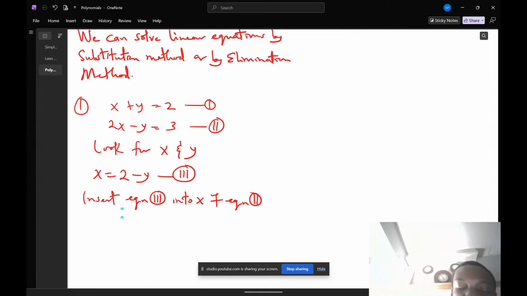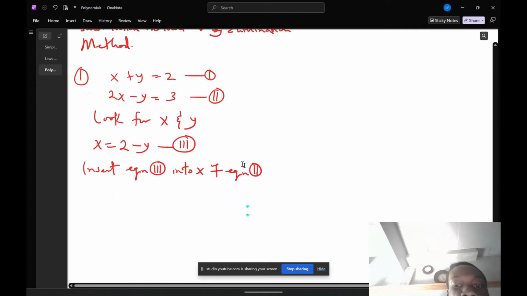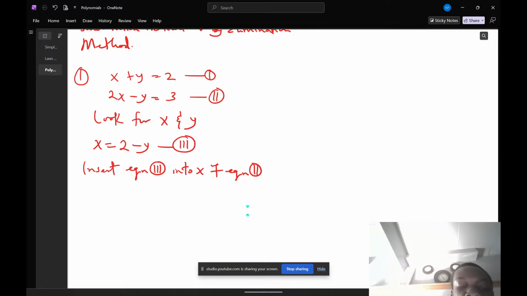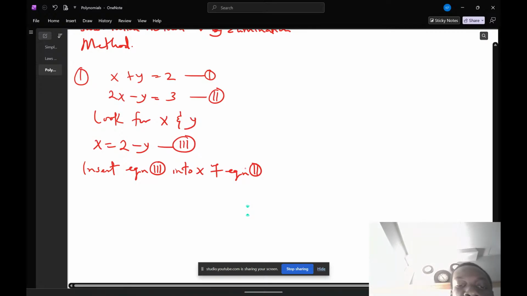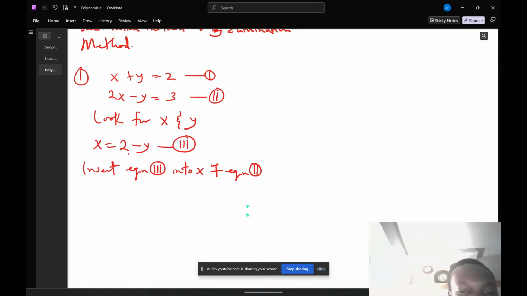We cannot insert x equals 2 minus y into x plus y equals 2, equation 1, because this equation 3 was derived from equation 1. If we do it that way, it's going to lead us to a dead end. So to get something more realistic, we insert it into the other equation that hasn't been manipulated yet. So now we are inserting x equals 2 minus y into 2x minus y equals 3.